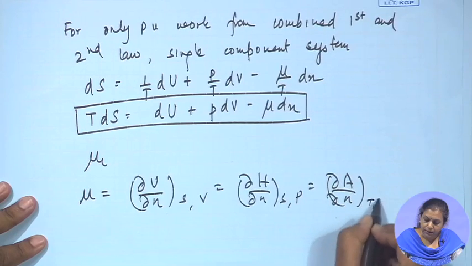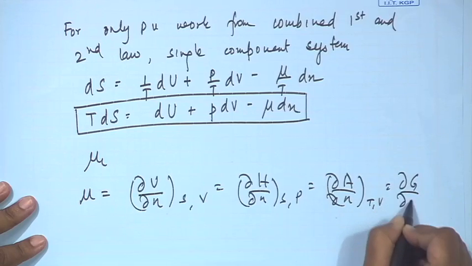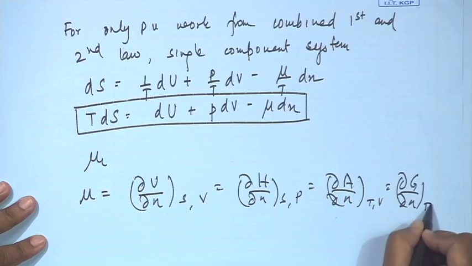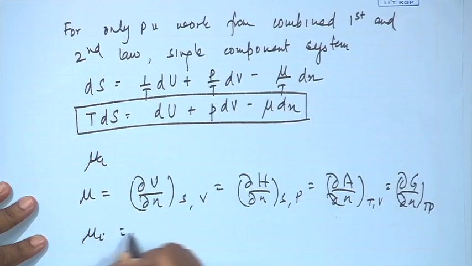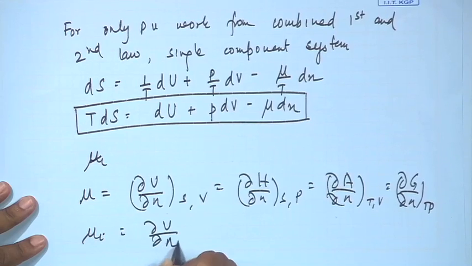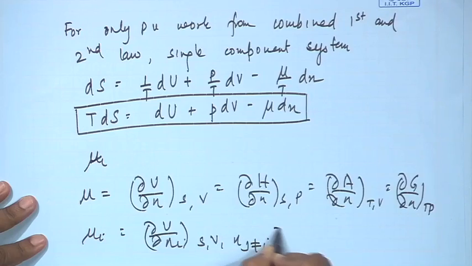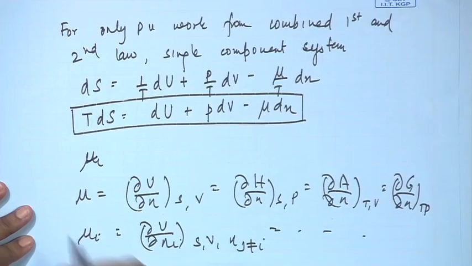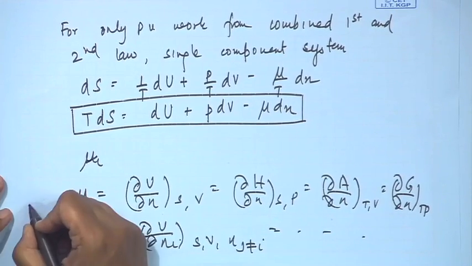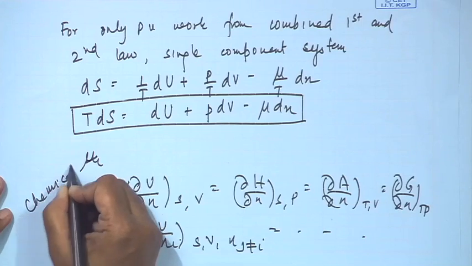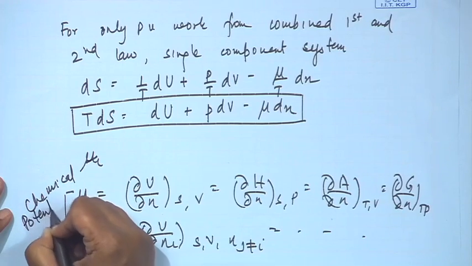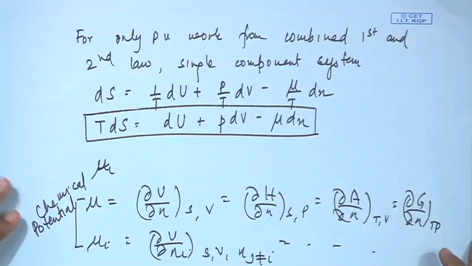which for a multi-component system becomes del U del n i at S V n j, j not equal to i, and so on and so forth. And both these terms are referred to by the same name. It is known as the chemical potential, and we will remember that the chemical potential is not a true thermodynamic potential, but it has a number of characteristics of a thermodynamic potential.